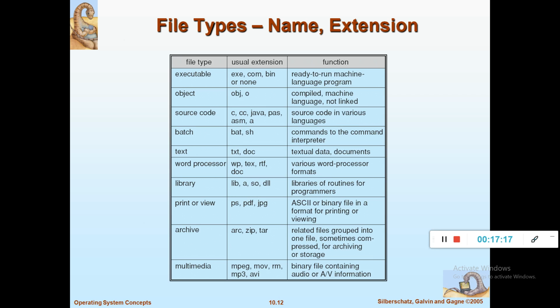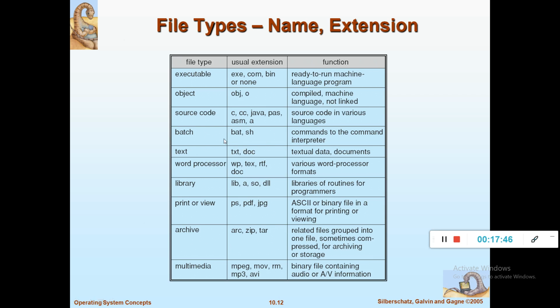So we'll go on discussing the different types of files and which type they belong to. For example, the first type of file is executable. Its extension is .exe, .com, .bin or none. This file is used for ready-to-run machine language programs, and these belong to the binary type. Next is the object file. This is also a binary type file. Its extension is .obj or .o, compiled machine language, not linked.